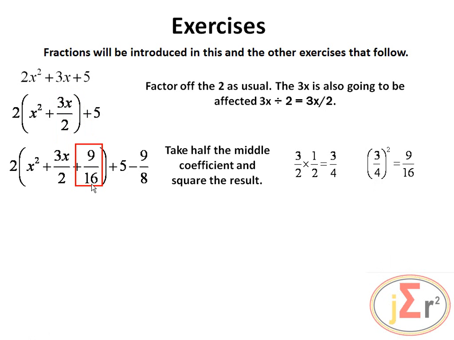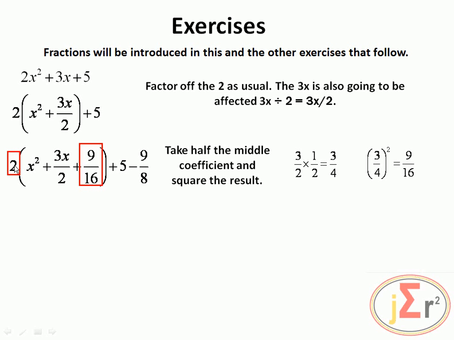Right, so 9 over 16 is what the answer is going to be. Now, we need to take care of this 9 over 16 that was not there before. Remember that when we were completing the square in the other exercises, all of the terms were there except the third one, which has no representative. So we need to get rid of this. So we need to take away 9 over 16. But how do we do that?